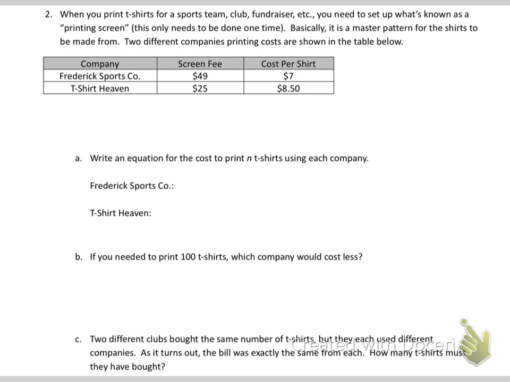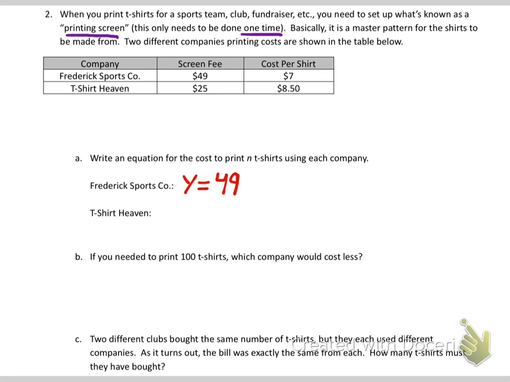For the next problem, you want to read it like this. When you're printing t-shirts for a sports team, club, or fundraiser, you need to set up what's known as a printing screen. This just has to be done once. Basically, it's a master pattern for the shirts to be made from. 2 different companies' printing costs are shown in the table below. So the printing screen, that's the one-time cost. That's the starting cost. And the cost per shirt is the rate.